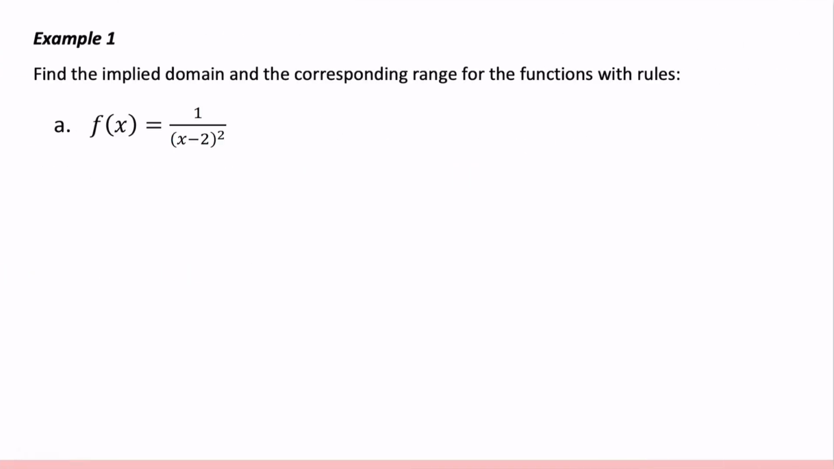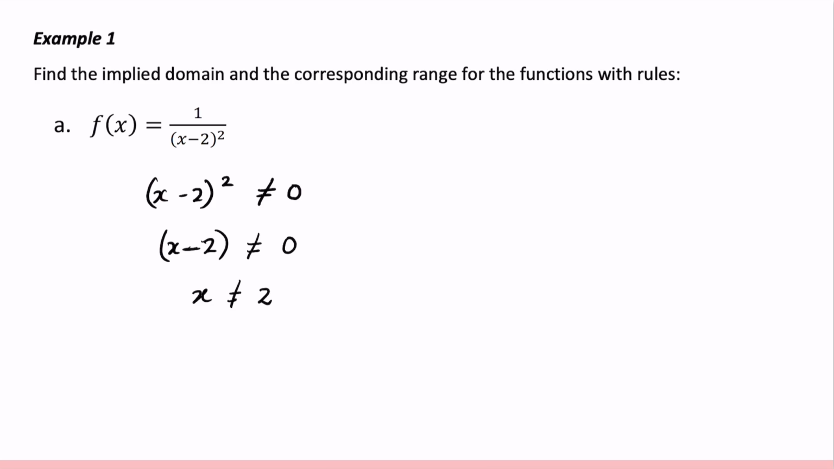Example 1 says find the implied domain and corresponding range for the functions with these particular rules. We can see that this is a truncus, but the key thing here is to recognize that this is a fraction, and we know that the denominator cannot be equal to 0. So I'm going to take that denominator and say that it is not allowed to be equal to 0, and I'm going to solve for x now. I'll take the square root of both sides. Square root of 0 is just 0. And then I'll just take that 2 over. So x cannot equal 2.